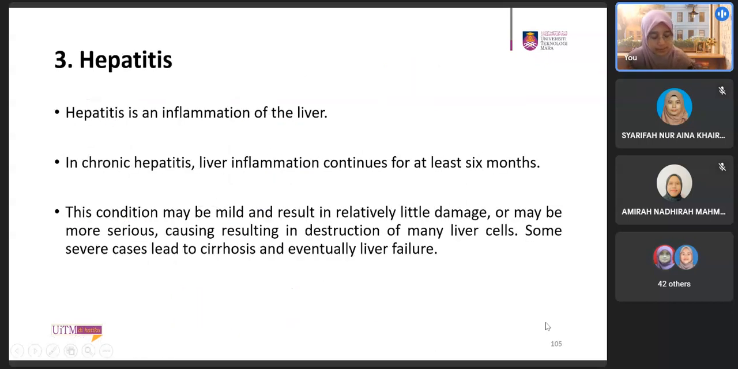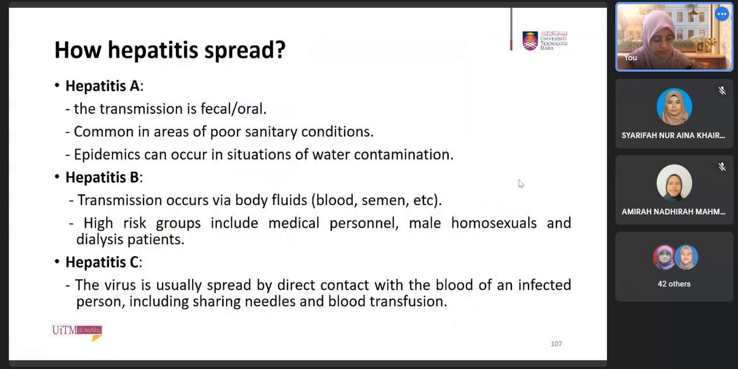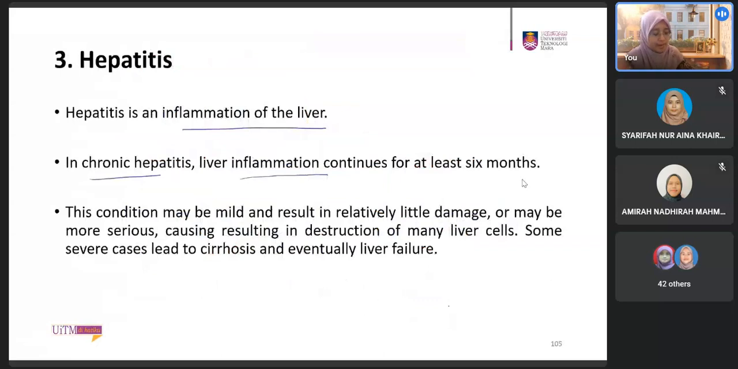Okay, so and then it's hepatitis. Okay, hepatitis is an inflammation of the liver. Okay, in chronic hepatitis, liver inflammation continues for at least 6 months. So this condition may be mild and results in relatively little damage, or may be more serious, resulting in destruction of many liver cells. Some severe cases lead to cirrhosis and eventually liver failure. Okay, inflammation of the liver basically.